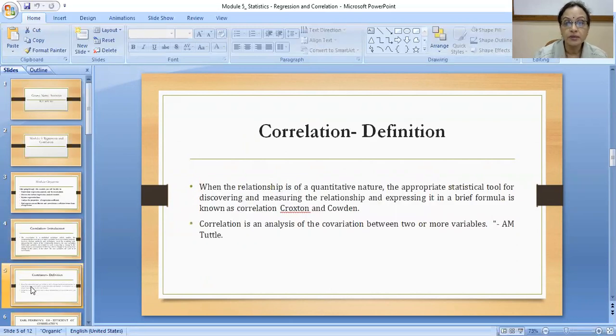When the relationship is of a quantitative nature, the appropriate statistical tool for discovering and measuring the relationship and expressing it in a brief formula is known as correlation coefficient. Correlation is an analysis of the covariation between two or more variables.